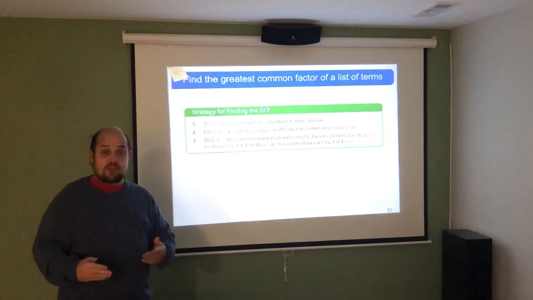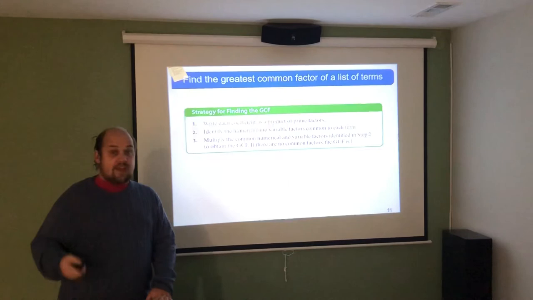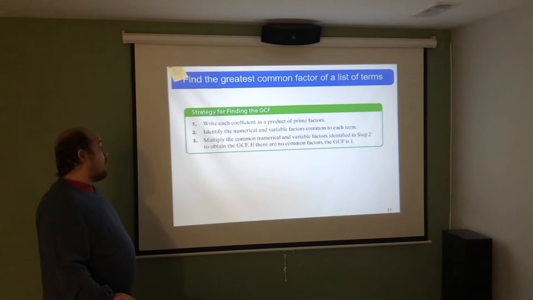If I was looking for common factors between them, they each have 2 of the x's. X to the third has an additional one, but since it's not in the x to the second list, their greatest common factor would have 2 x's in it or x to the second. 2 multiples of x, I should say. Multiply the common numerical and variable factors identified in step 2 to obtain the GCF. If there are no common factors, the GCF is 1.